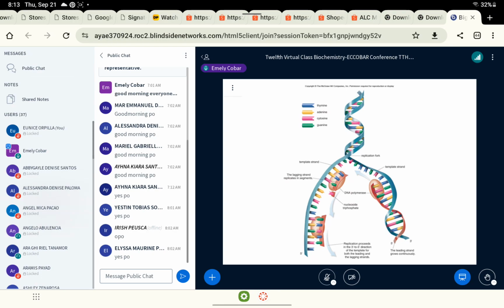Unwinding breaks the hydrogen bonds that hold the two strands of the double helix together. Once bases have been exposed on the unwound strands of the DNA, the enzyme DNA polymerase catalyzes the replication process using the 4 nucleoside triphosphates derived from A, T, G, and C. And you will understand it more when you watch the video.